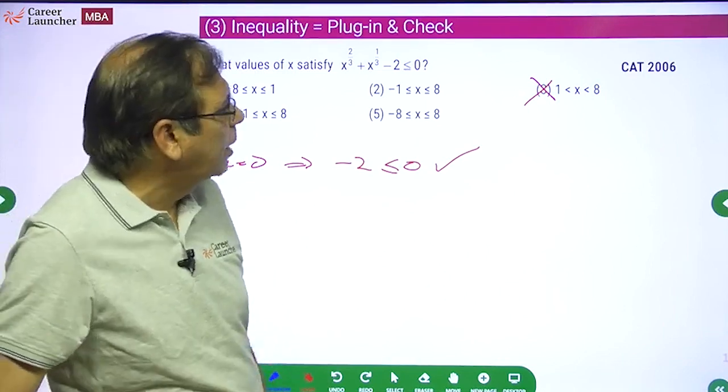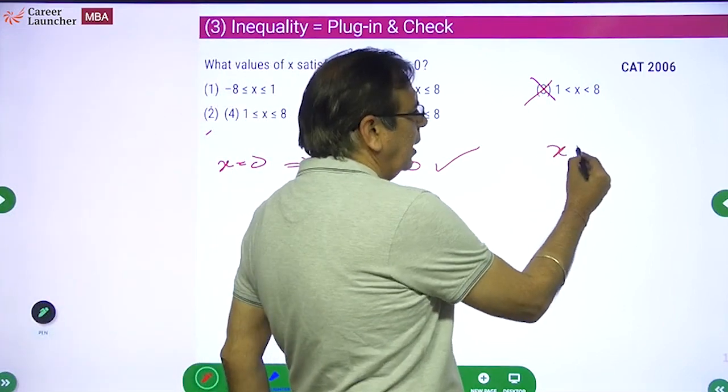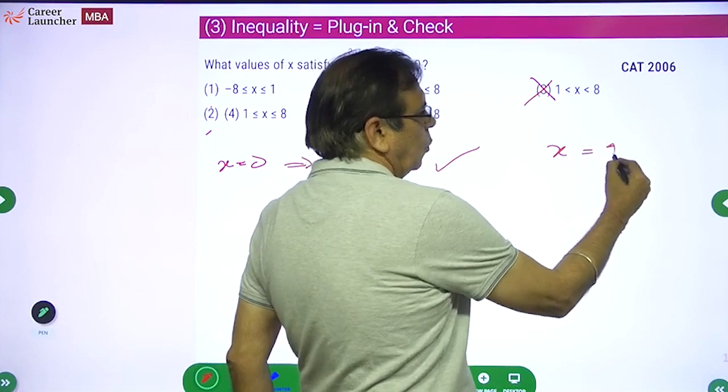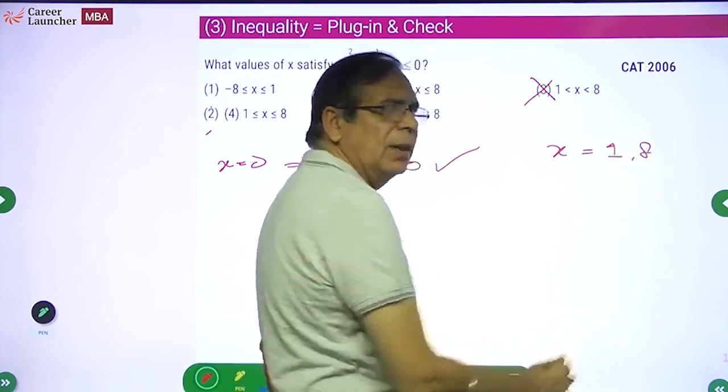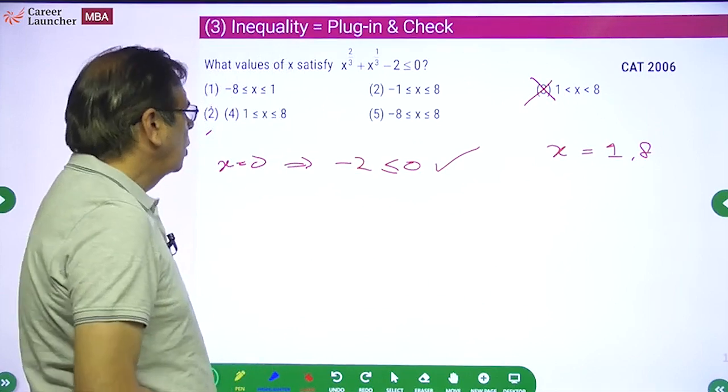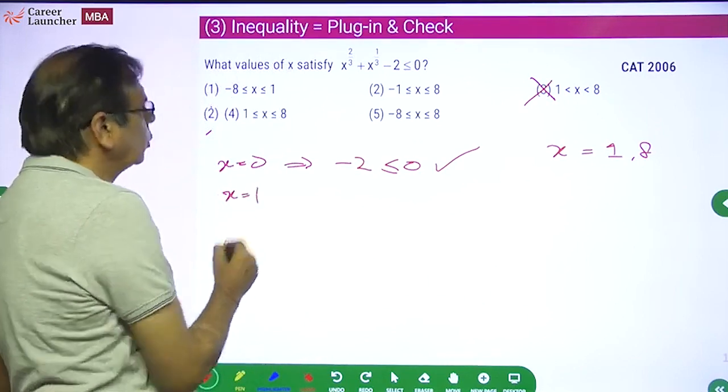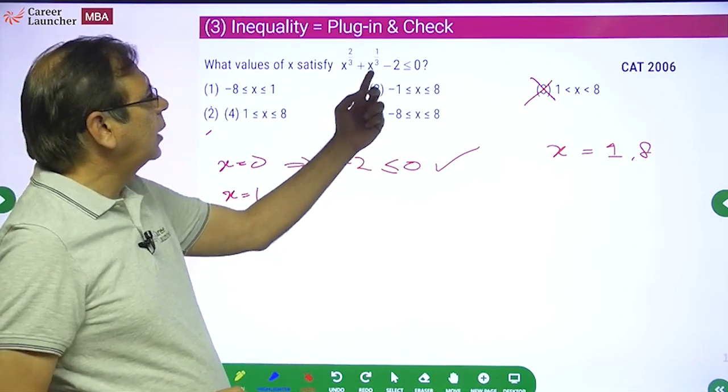What perfect cubes do we have here? The perfect cubes of x are 1 and 8. So these are the values I will want to look at. Okay. So if I take x equal to 1, what do I get? 1 plus 1, 2 minus 2.